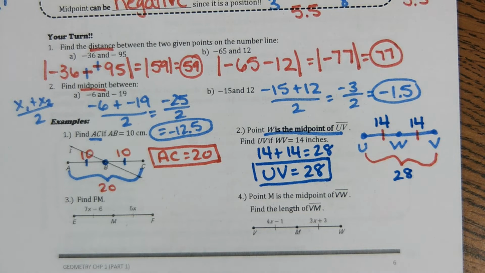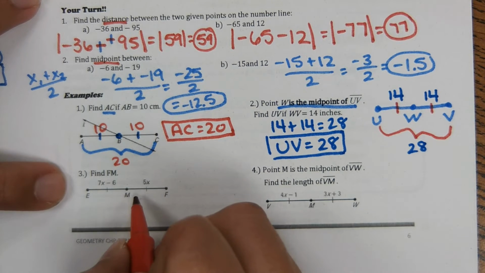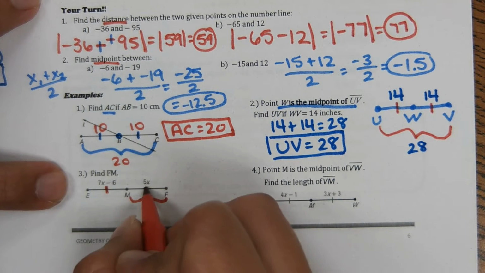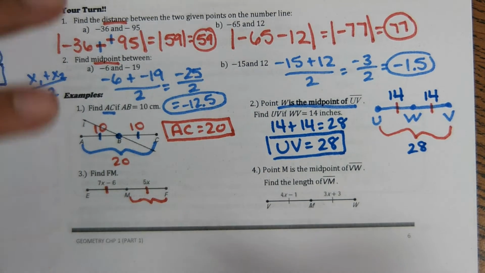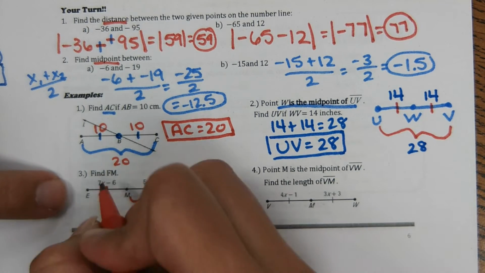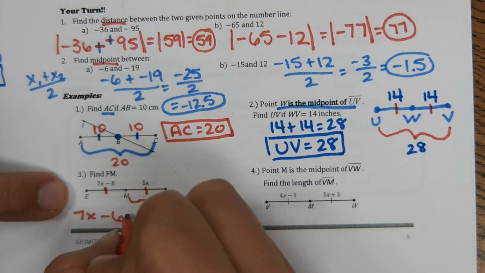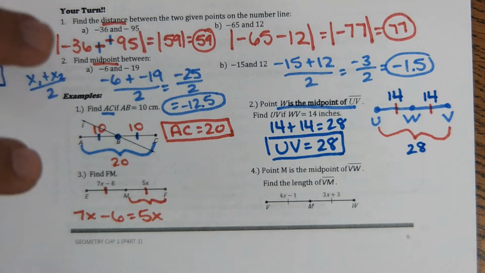Okay, so number 3 says find the length of FM. So it wants just the length of this part. It shows that they're both the same length on each side of M. We need to find X. Since this is a midpoint and this is the same length as this, we can set these two sides equal to each other to find X. So 7X minus 6 equals 5X. And then once we find X, we can plug it in.